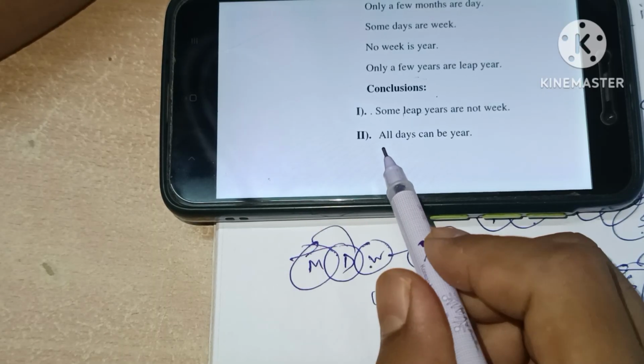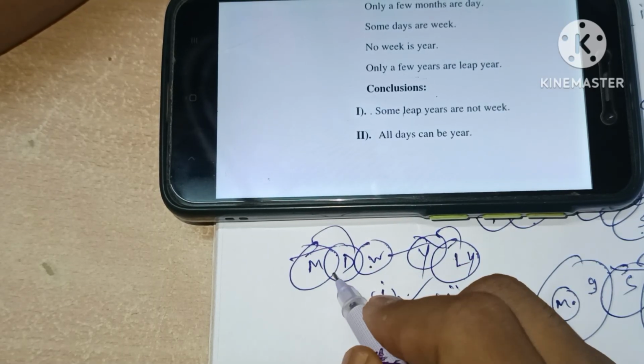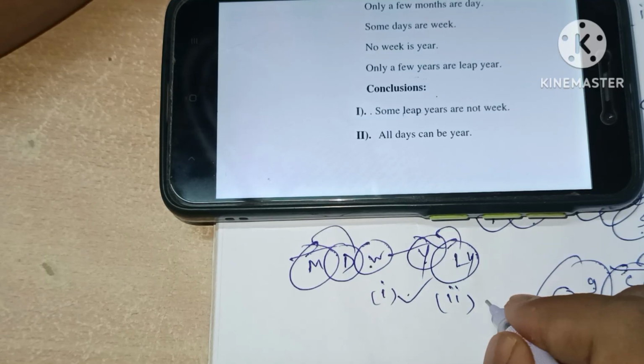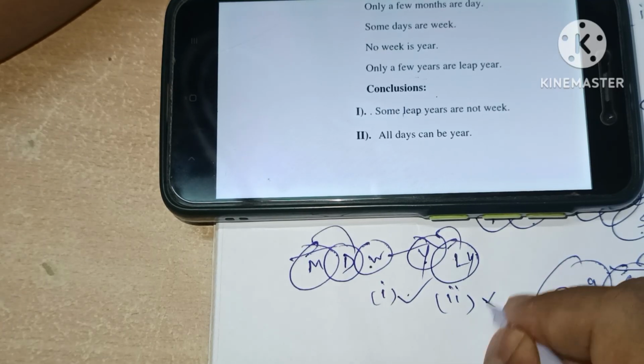Second conclusion, all days can be year. All days can be placed inside year. It is not possible. So the second conclusion will be false.